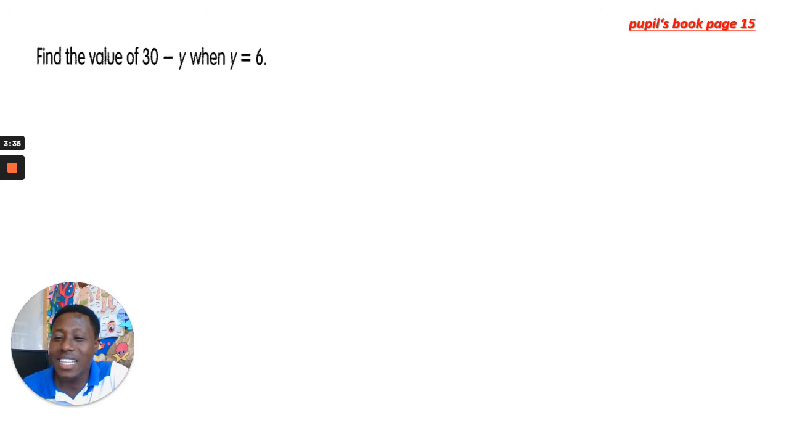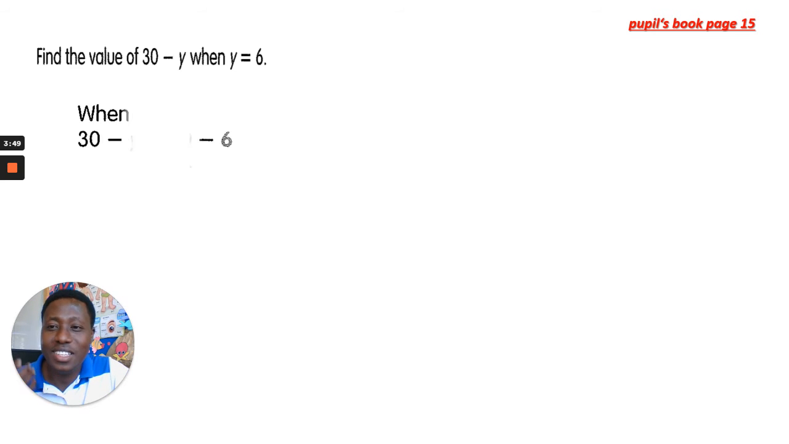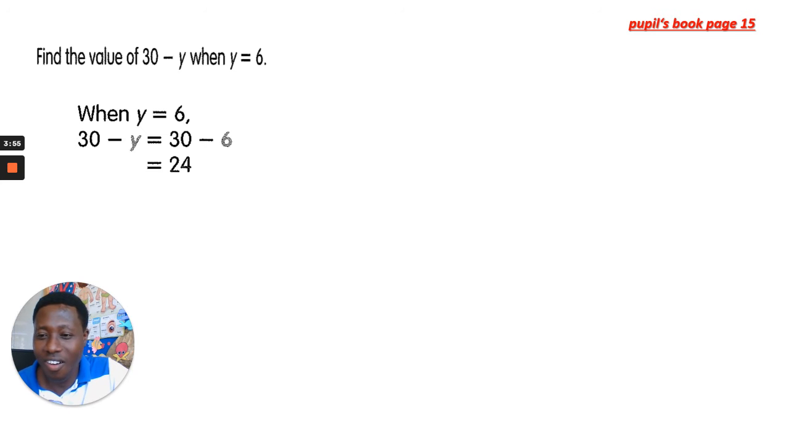Find the value of 30 minus y when y is 6. 30 minus y, and now we know that y is 6. So 30 minus 6, and the answer is 24. 30 minus 6 is 24. Another one, page 15 of your book, okay? Follow me with that. Page 15.